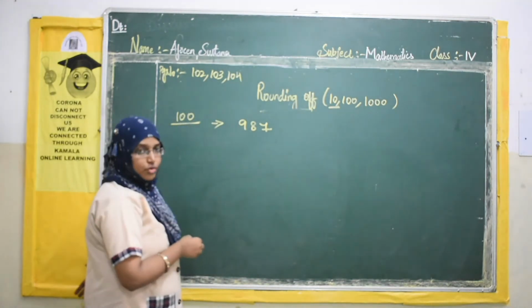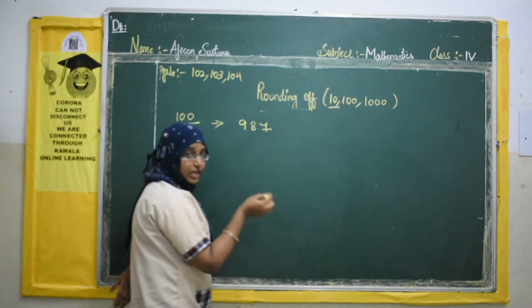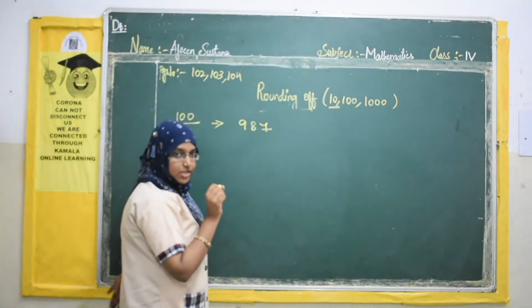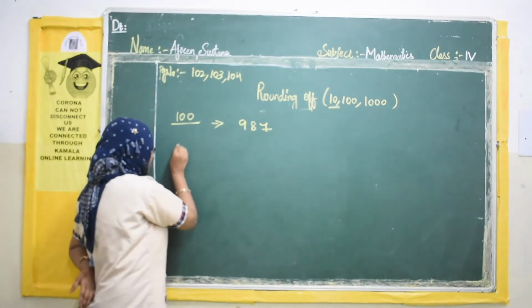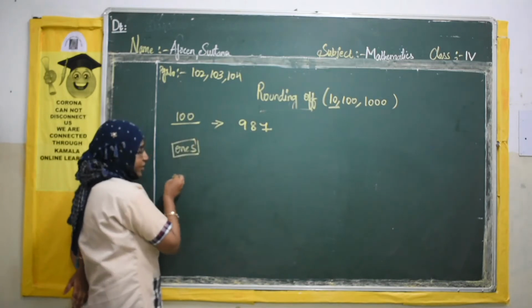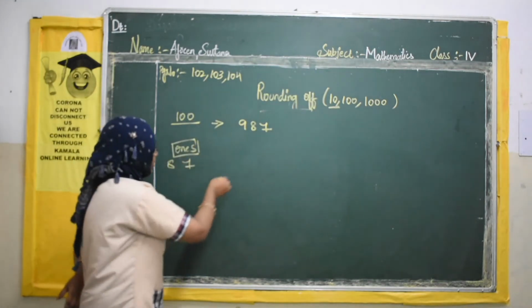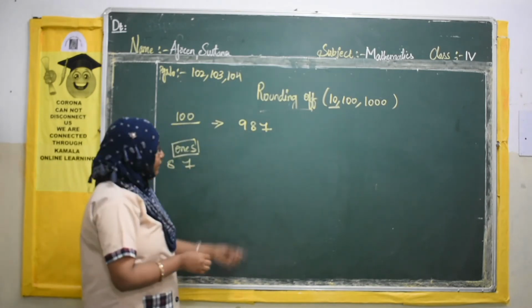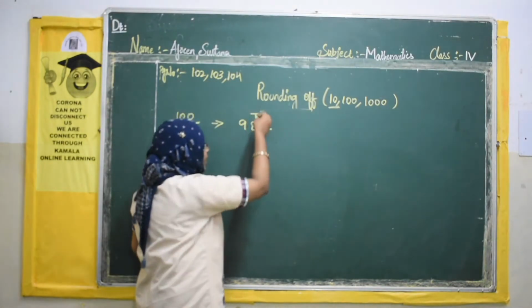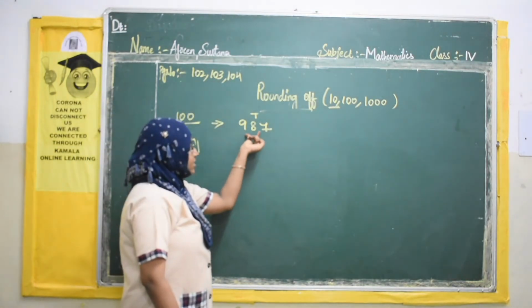Now how to do it? When we are rounding to tens, which digit are we considering? The ones place digit. Whatever digit is there in the ones place, that we consider when rounding to tens, like we have taken 87. Now when it comes to 100, we will consider the tens place digit.